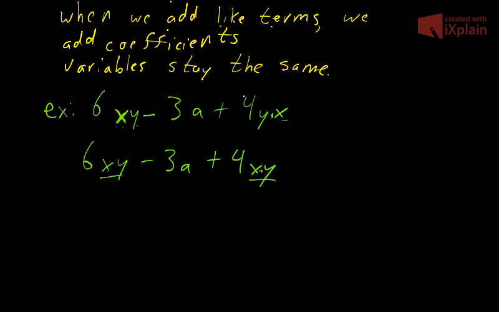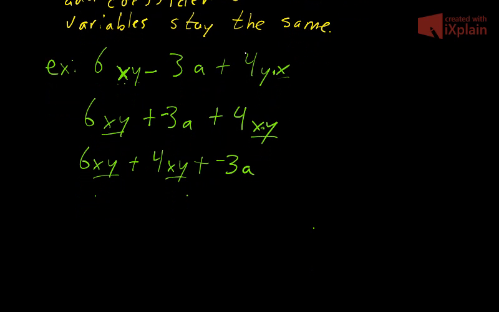Now I'm going to rearrange things a little bit more. I'm going to call this plus a negative, because that makes my life a little bit easier, and I can rearrange addition however I want. So now I would end up with 6xy plus 4xy plus my negative 3a. I have 6 of something plus 4 of something, so I'm going to end up with 10 of that thing. That's going to be 10xy plus negative 3a, or if you wanted to, 10xy minus 3a. Either way is the exact same answer, so you're good to go.